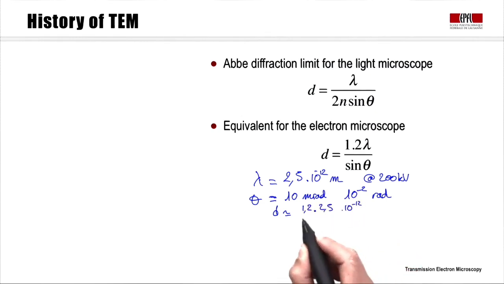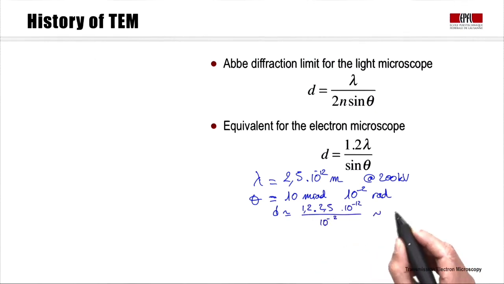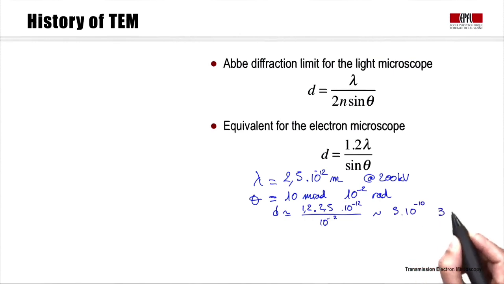Okay, putting this into the formula, we get d approximately 1.2 times 2.5 times 10 to the minus 12 over 10 to the minus 2, which is around 3 times 10 to the minus 10. It's 3 angstrom. We are around the atomic distances in materials. Atomic resolution is possible, and that was already recognized as early as in the 30s.